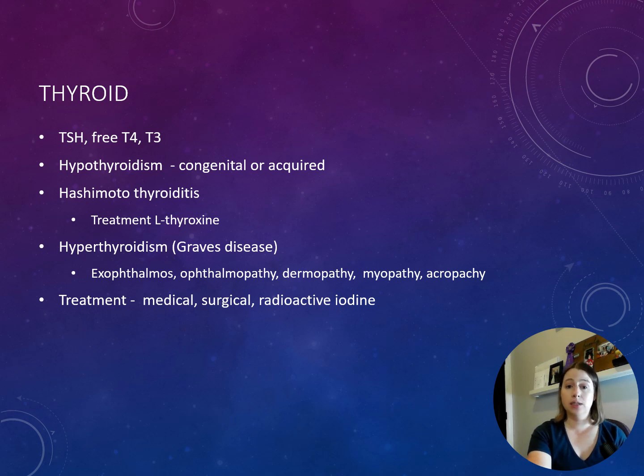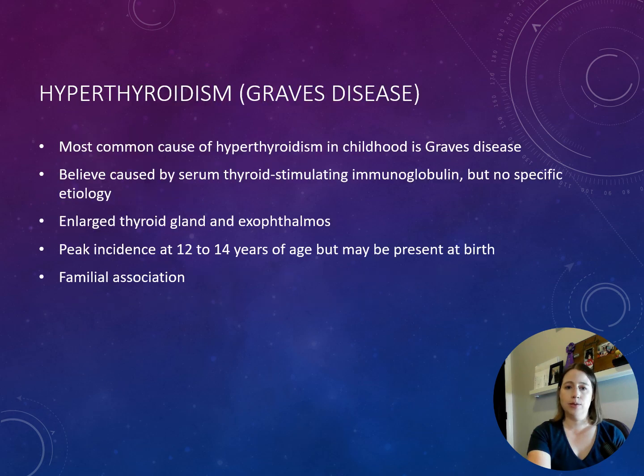hyperthyroidism or Graves' disease, which is what we're going to be focusing on here. And there's some symptoms down there, but we'll talk about that a little more. And then the treatment for it, which we'll go into more detail in a second as well. So Graves' disease or hyperthyroidism is the most common cause of hyperthyroidism in children. It is believed to be caused by serum thyroid stimulating immunoglobulin, but we have no specific etiology. We don't exactly know why it does this.